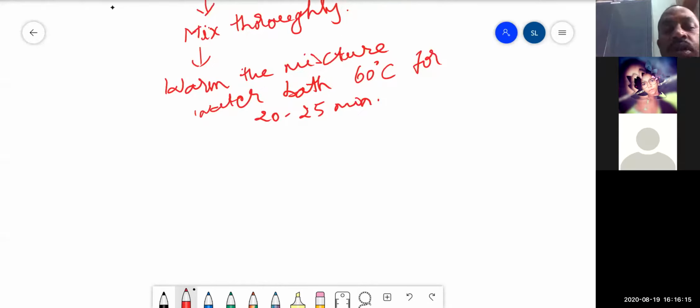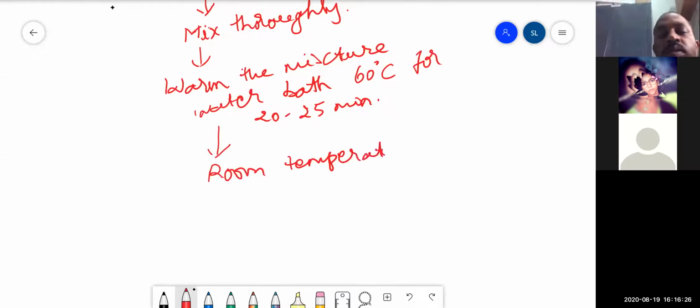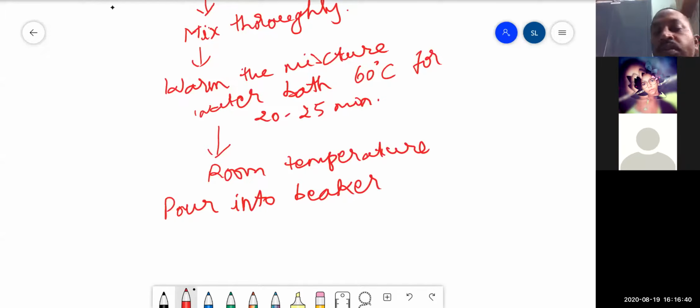Then what you have to do is allow the contents of the flask to cool down or to attain room temperature. Then once they attain the room temperature, pour it into a beaker which is containing water and few ice pieces in it.